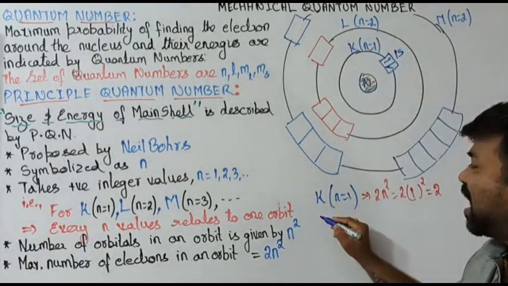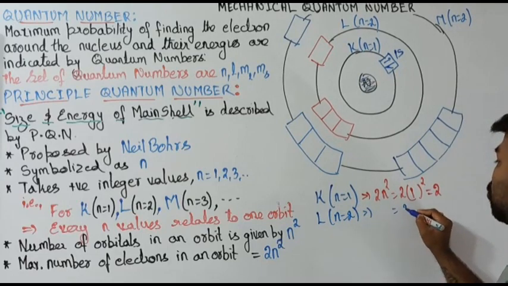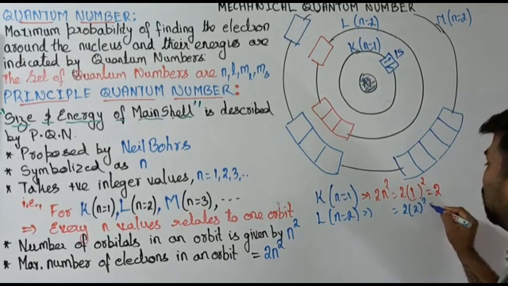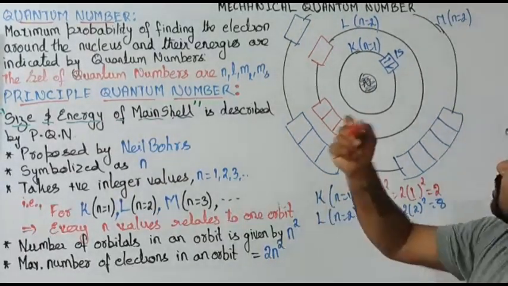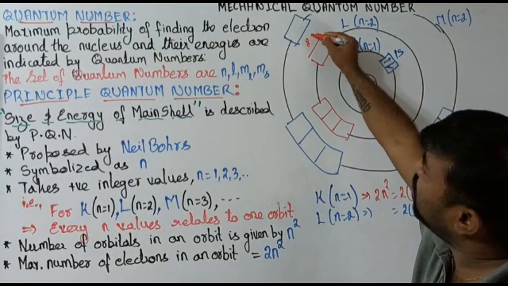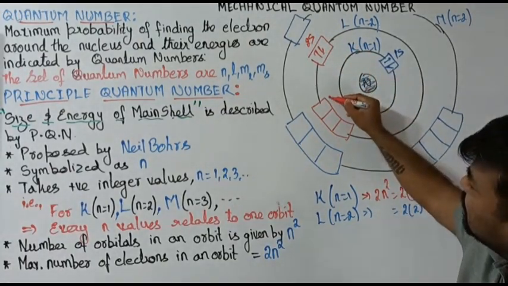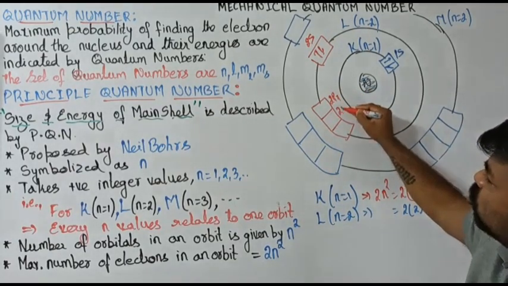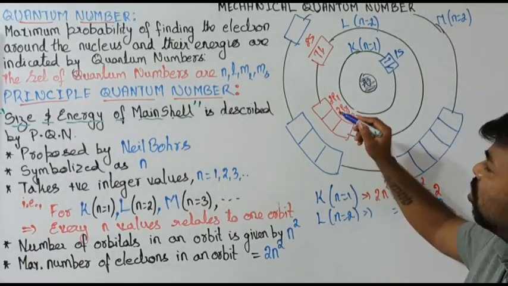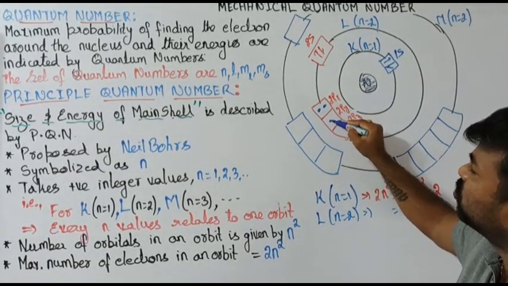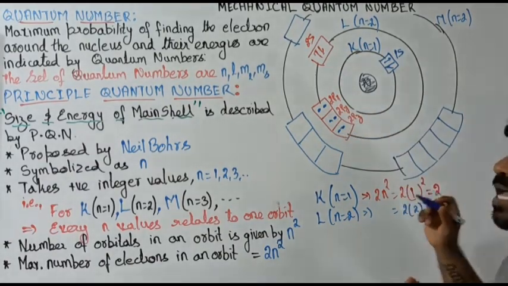Now, let's go for the L shell. N is equal to 2. The formula is 2n squared, so 2 times 2 squared, which is 2 times 4, that is 8. Where are these 8? As you all know, just now I have said to you, in the 2s we'll be having 2 electrons. And as I said, this is 2px, this is 2py, and this is 2pz. And in each orbital, we'll be having 2 electrons. And if you count it, 1, 2, 3, 4, 5, 6, 7, 8, 8.